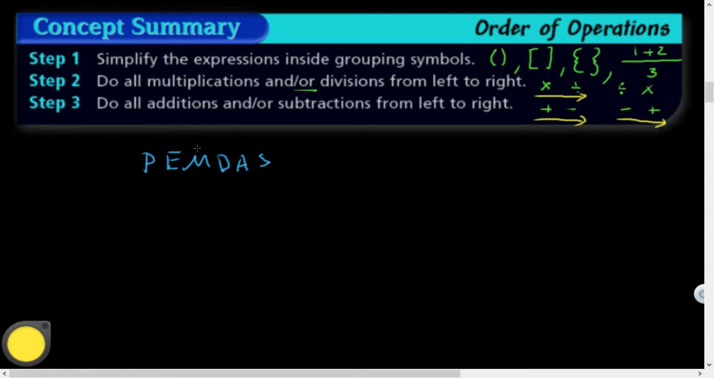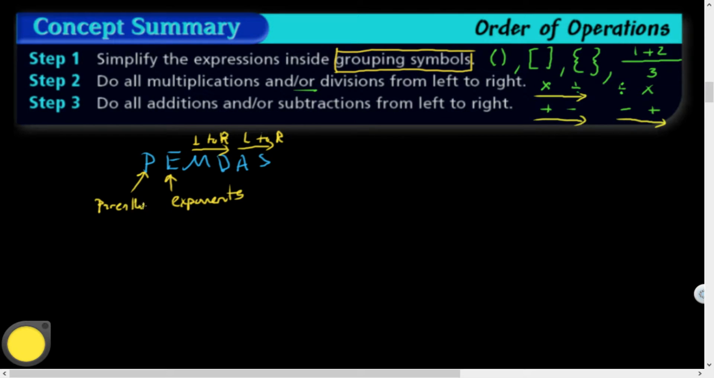However, recall that M and D is left to right, and A and S is left to right. So those can be D and M and S and A. And then E is exponents, and P, here we have it standing for parentheses, but it really can be any grouping symbols. So here they call it P for parentheses.